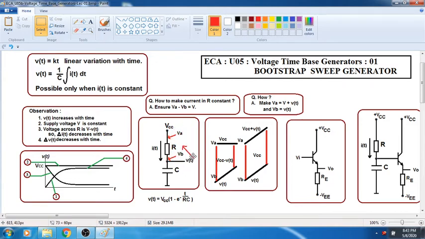So there is one method for that. That method which we are going to use, one method, is called the bootstrap circuit. So the bootstrap circuit is what we are going to study in the coming stages.